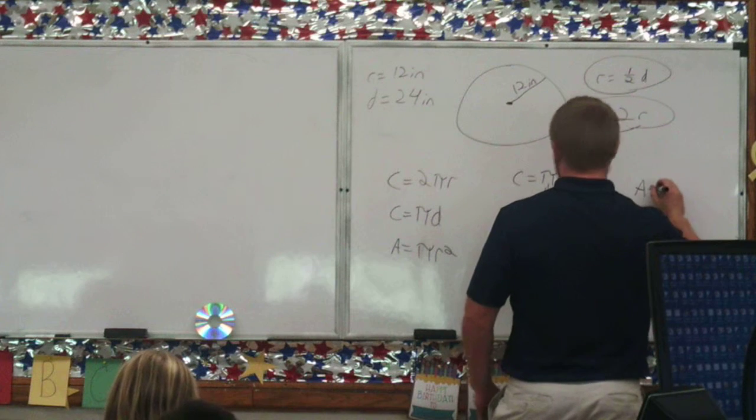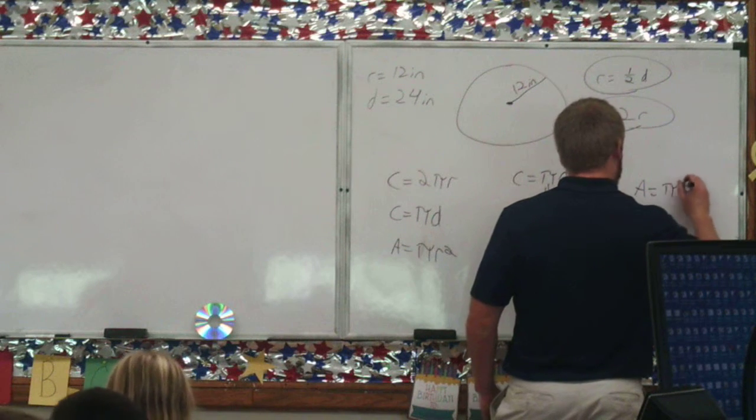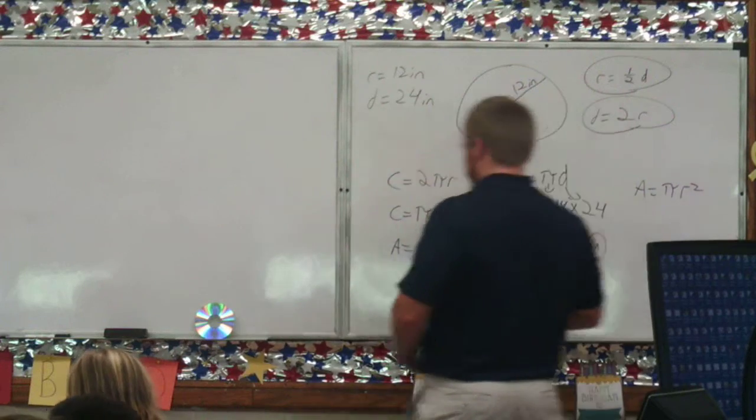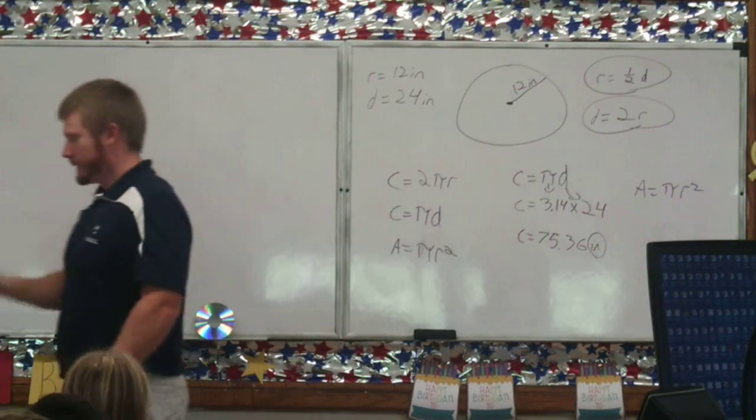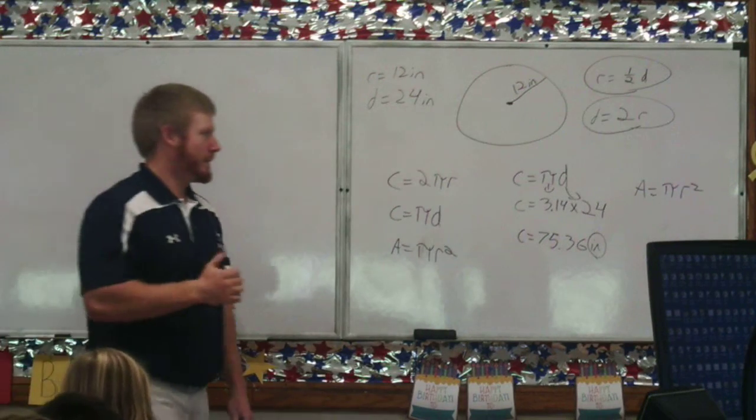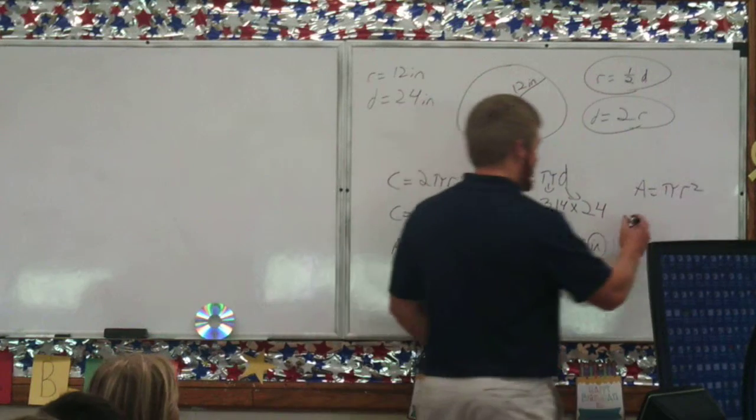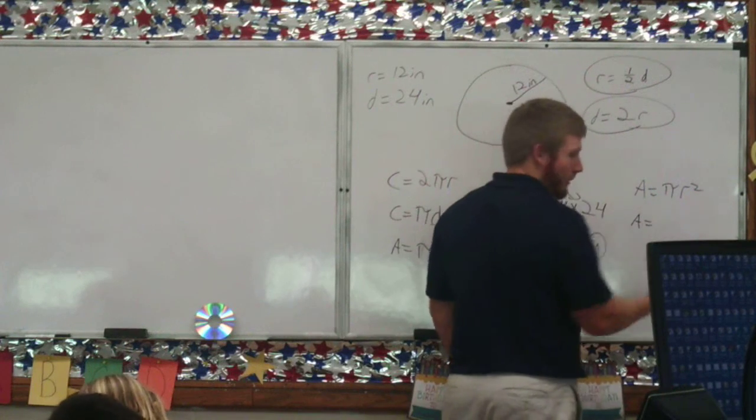Alright, so let's do the area. My formula for area is pi r squared. So Molly, tell me what my pi is. 3.14.